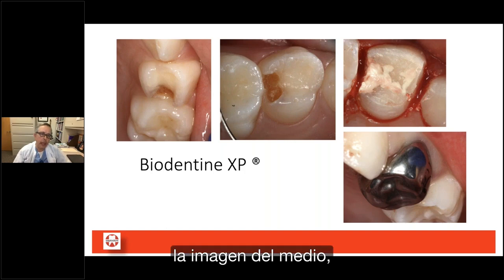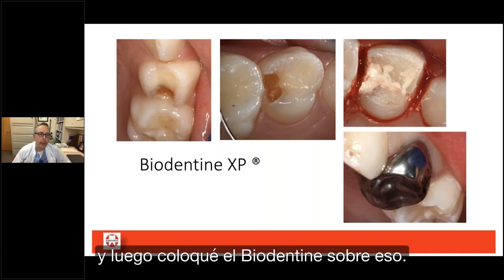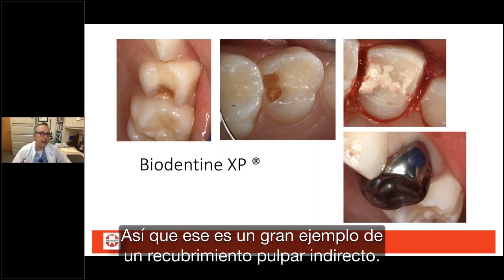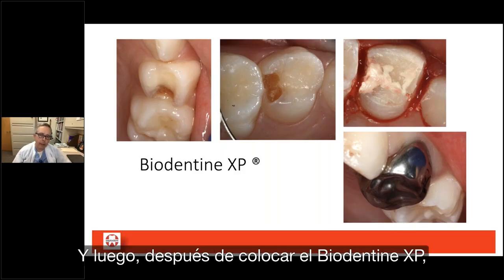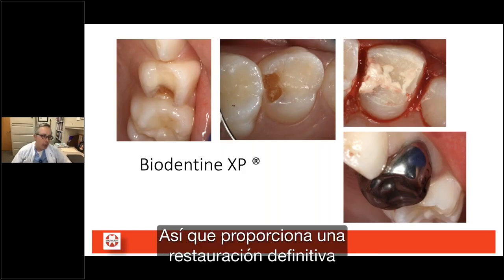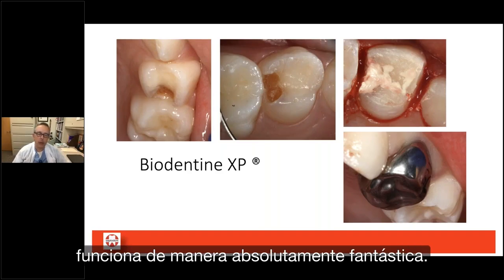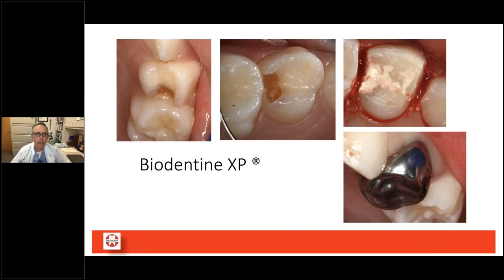In the picture in the middle, I just went with a round burr and removed a little bit of the infected dentin, and then I placed the Biodentine over that. So that is a great example of an indirect pulp cap. And after I placed the Biodentine XP, I placed a stainless steel crown. So I provide a definitive restoration, and I can guarantee that this is going to work absolutely fantastic.